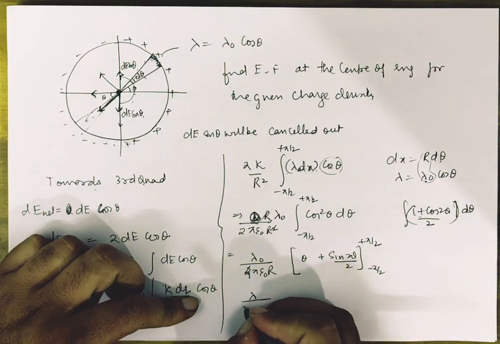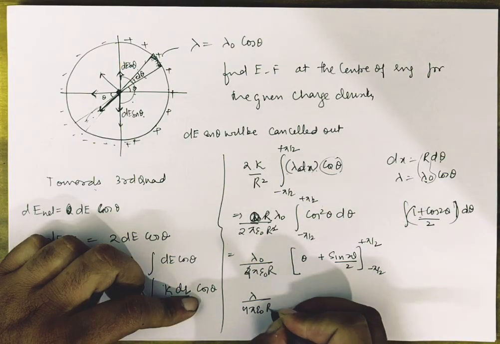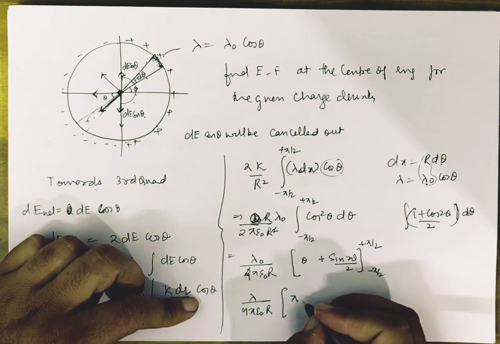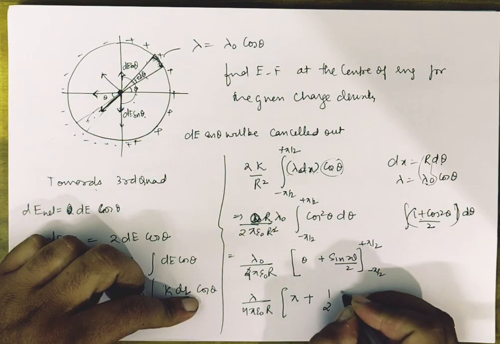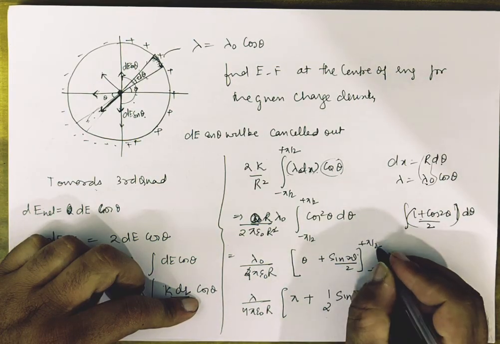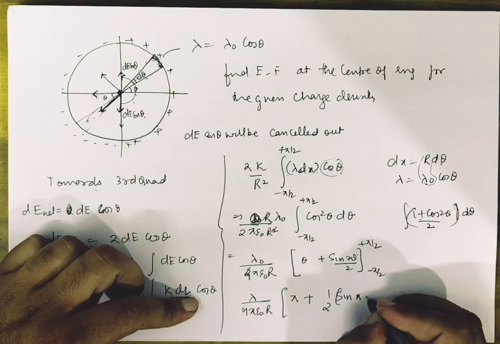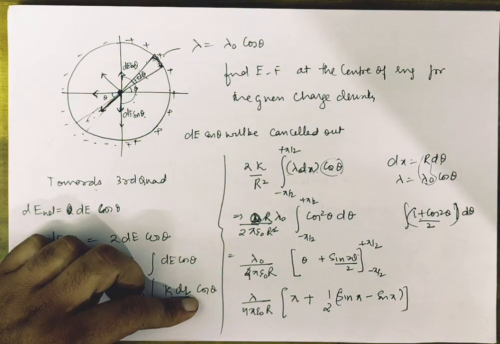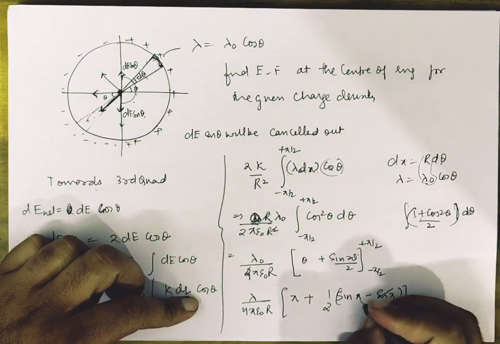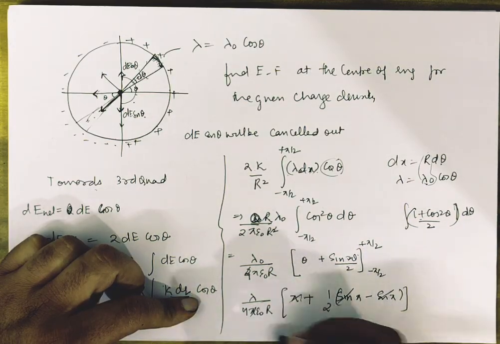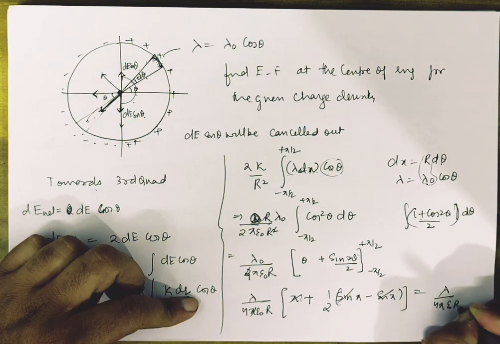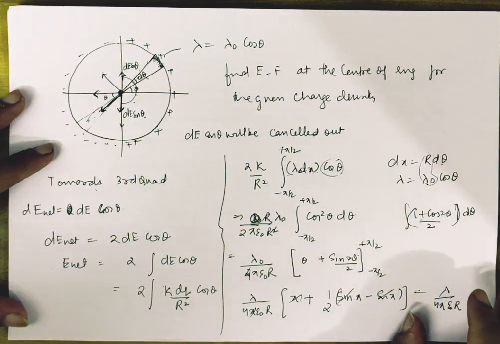So we'll have lambda upon 4 pi epsilon naught r. Pi by 2 and minus pi by 2 will become pi, plus half of sine 2 into pi by 2, sine pi, minus again sine pi. Because sine of minus theta is minus sine theta, this can be cancelled. Then pi gets cancelled, and the answer would be lambda naught upon 4 epsilon naught r. That is the answer to the question.